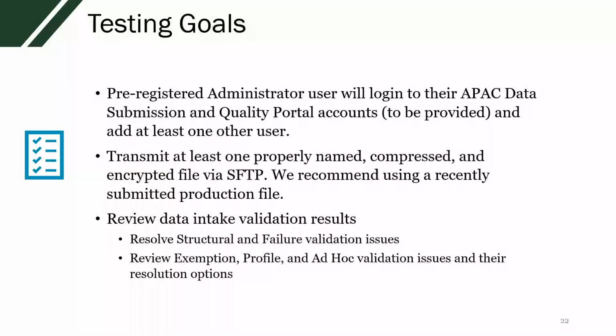We want you to transmit at least one properly named, compressed, and encrypted file via the SFTP connection. We recommend using a recently submitted production file. And then we also want you to review the data intake validation results. We expect that folks can work through and resolve any structural or failure validation issues. And that may require resubmissions in order to resolve that. We expect you to review the exemption profile and ad hoc validation issues and the resolution options, but we are not actually expecting you to go through and submit overrides for all of those failures.